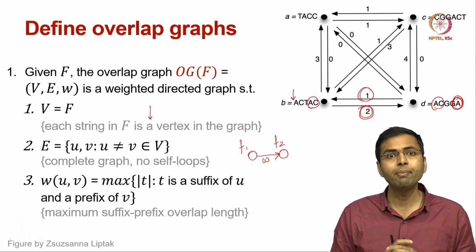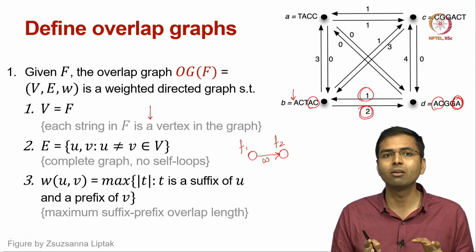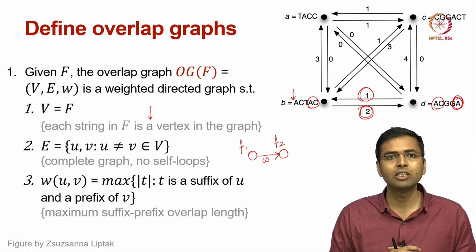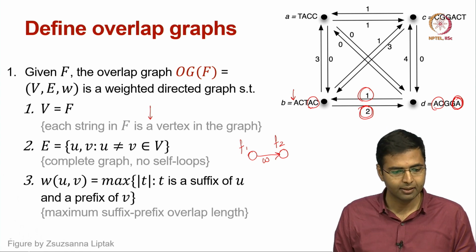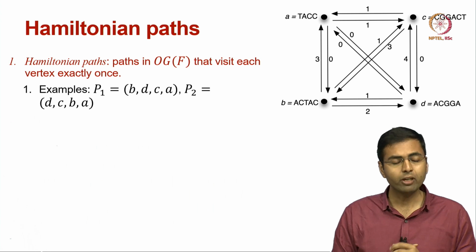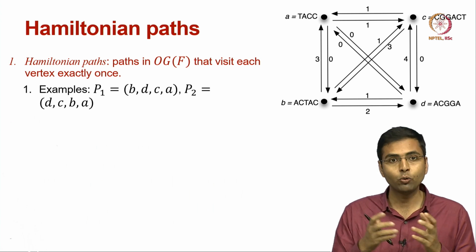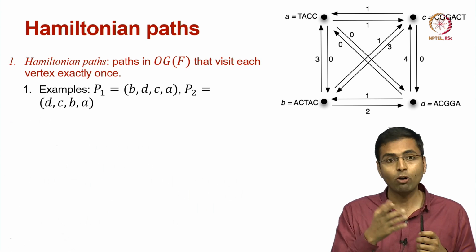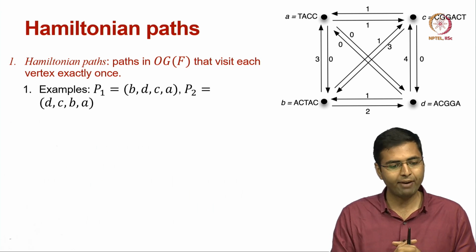Now, let me also tell you why we are discussing these overlap graphs, right, and what is the connection of these overlap graphs with the shortest common superstring problem. So, for that I need to define something called Hamiltonian paths. Now, students with a computer science background may already know what Hamiltonian paths are, but for others let me define what this means.